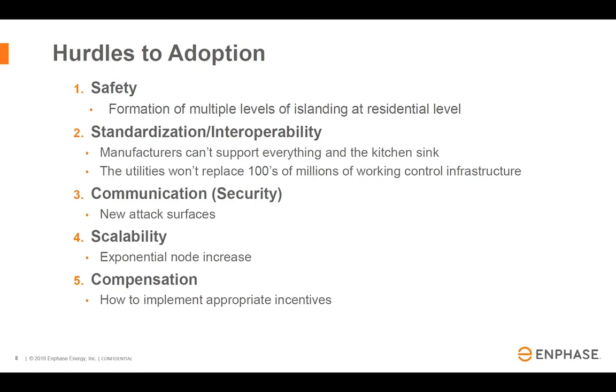Communication security, that's a big issue right now. I know the DOE is looking at this right now. Now that we're enabling all these complex features, if we design this like a cheap piece of consumer electronics, we're going to create a security hole you can drive a truck through.